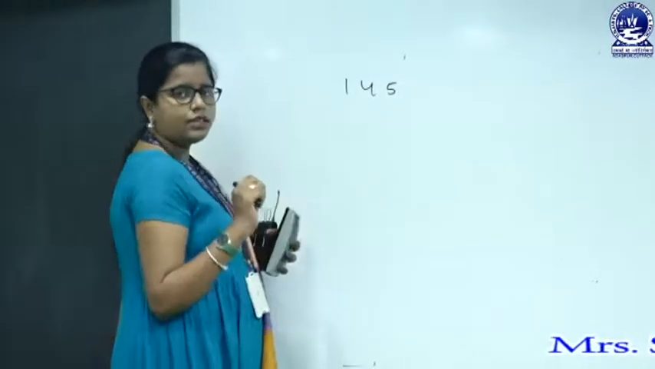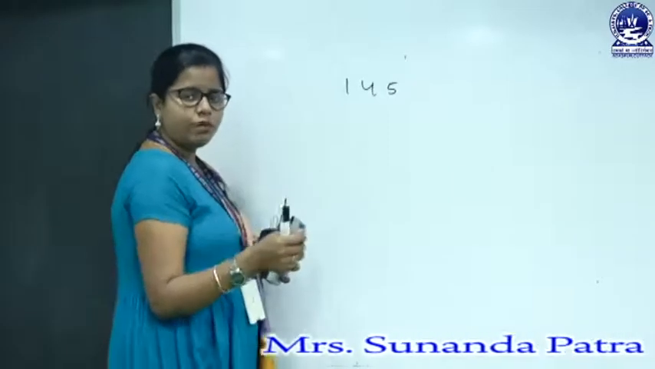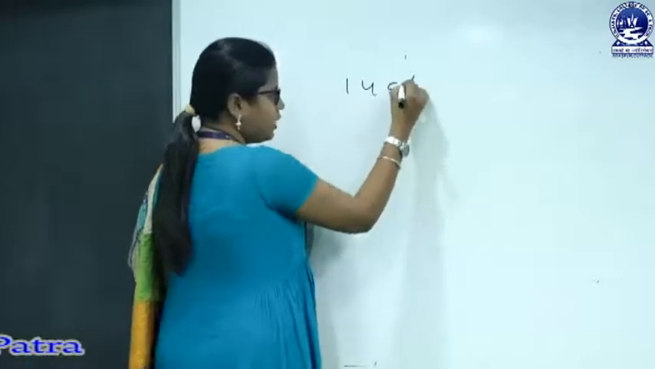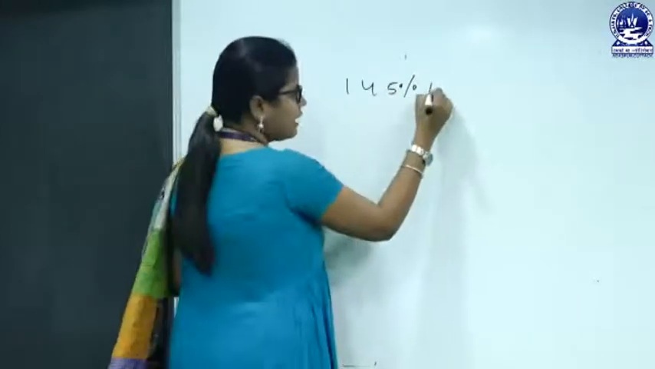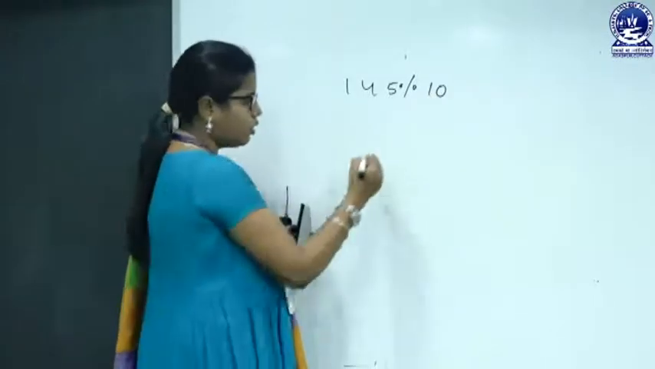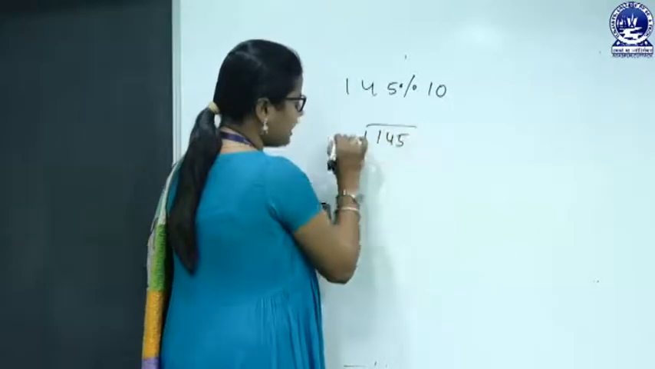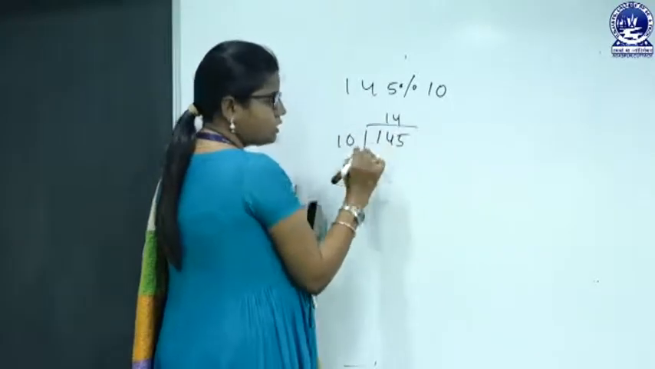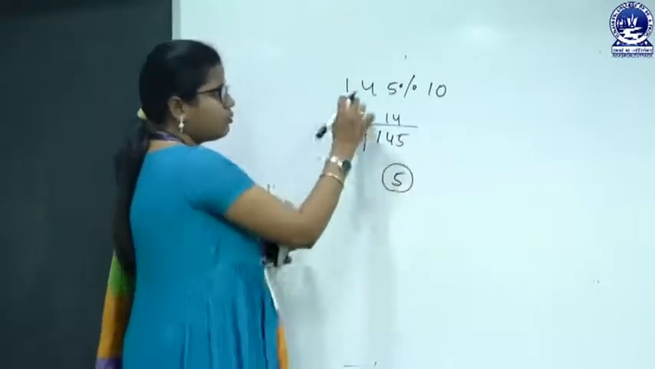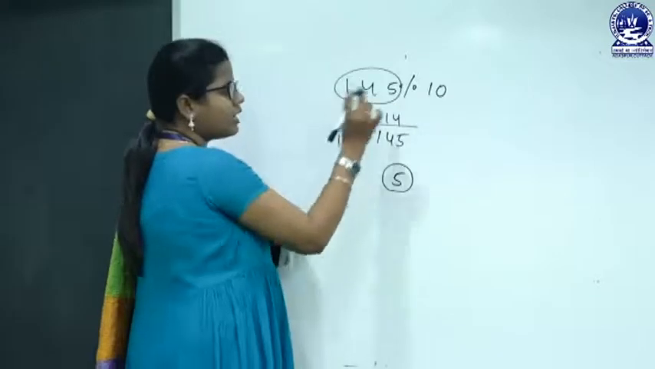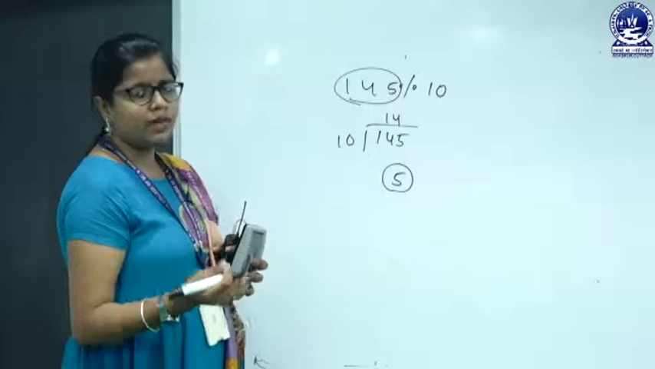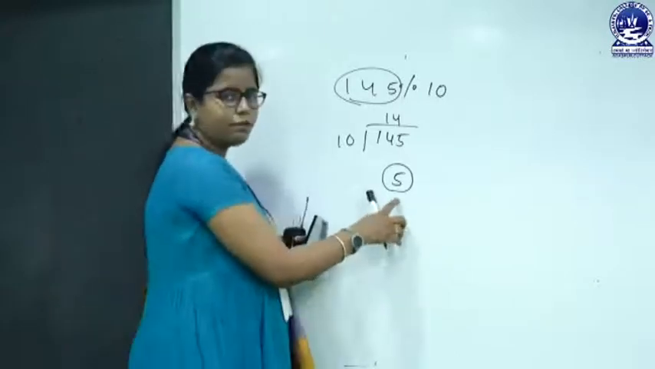So we know that the remainder operator will provide us the remainder. If we divide 145 by 10 using the remainder operator, what will be the remainder? 145 by 10, that is 14 is the quotient and the remainder is what? 5. So among 145, the rightmost digit is what? 5. So by dividing 145 with 10, we will find the remainder as 5.